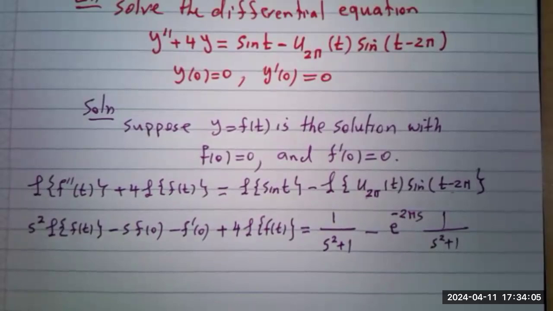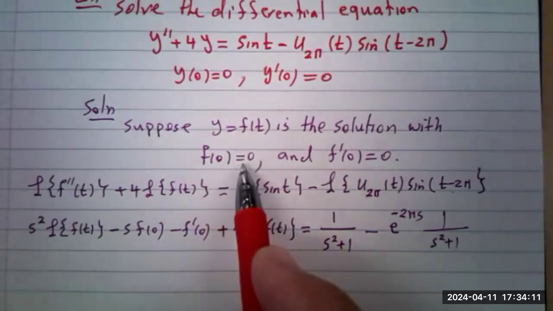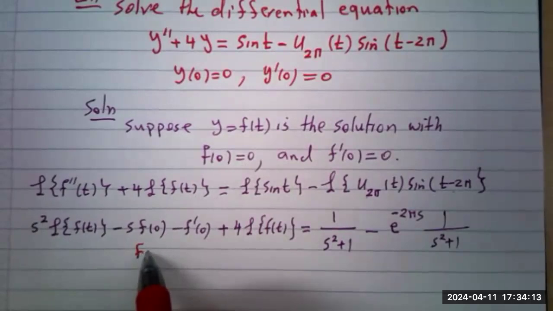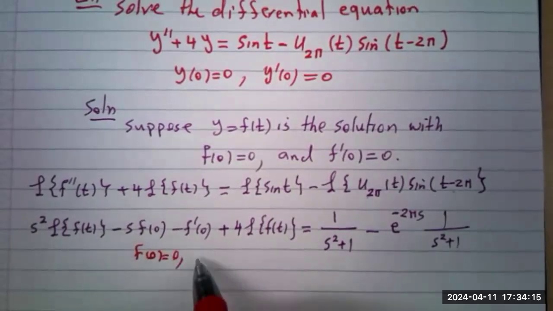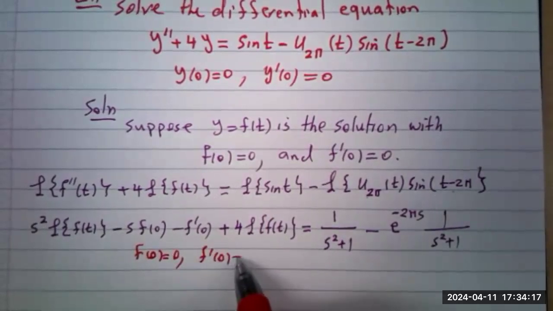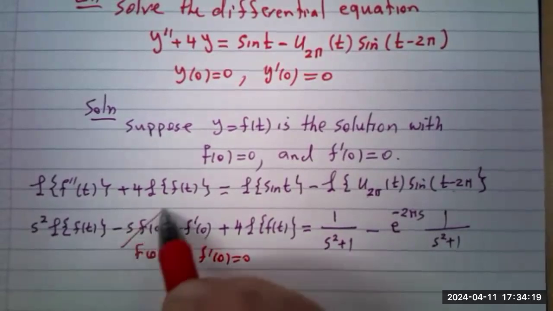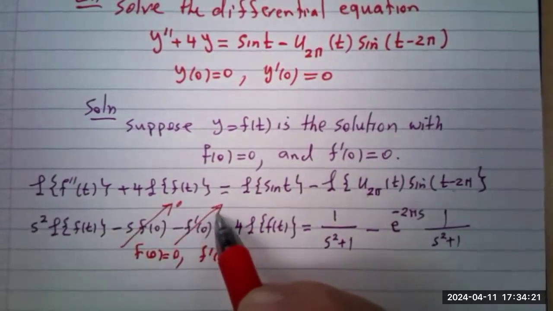Okay, any question? Continue simplifying this, bring in the initial conditions. Initial condition f of 0 is 0, and you have f prime of 0 is 0. So that makes it easy. This would be 0. This would be 0.